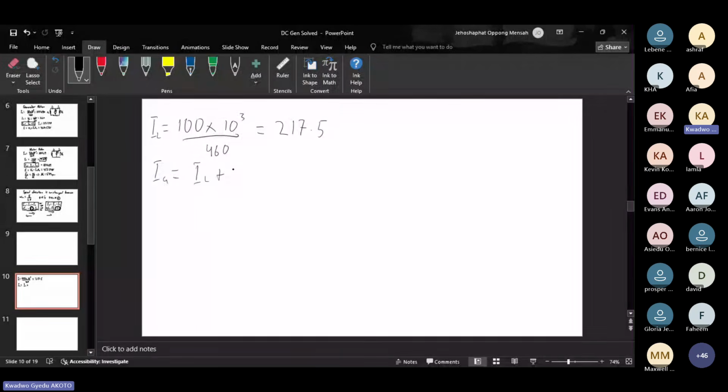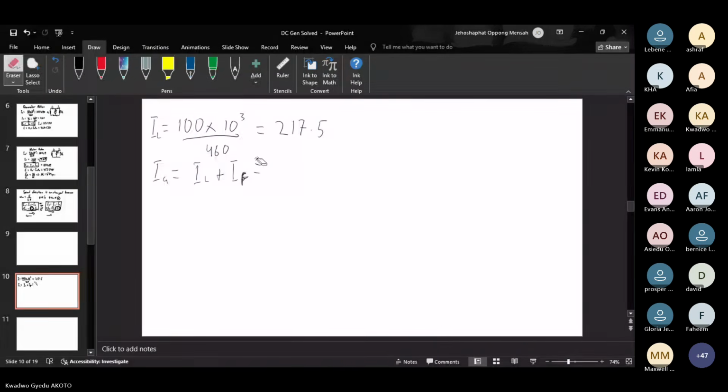Our IF is the shunt current. So we have this plus 2.7. We are going to have 220.2 amps.